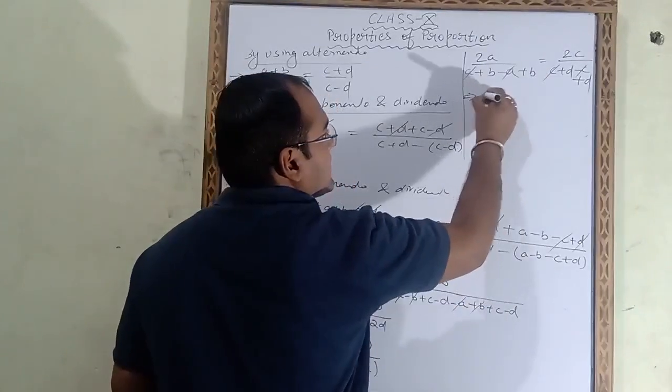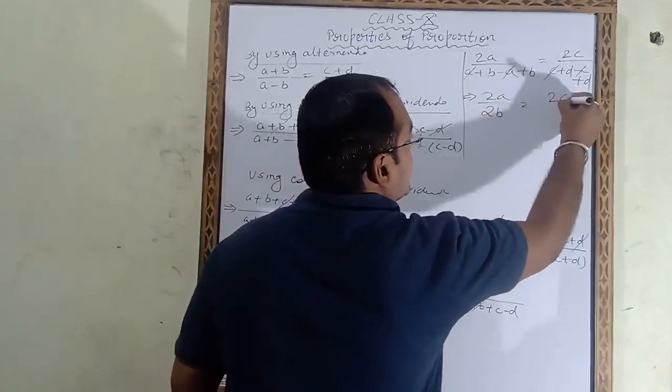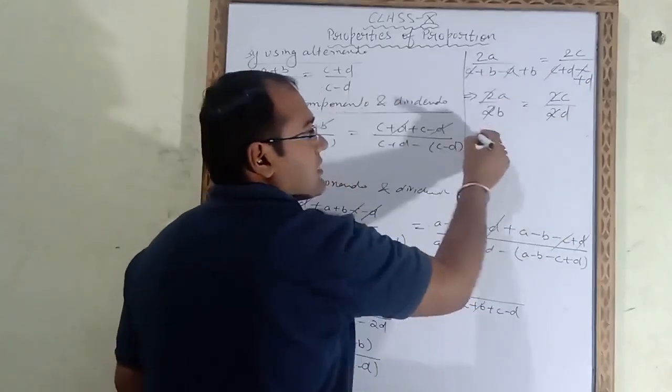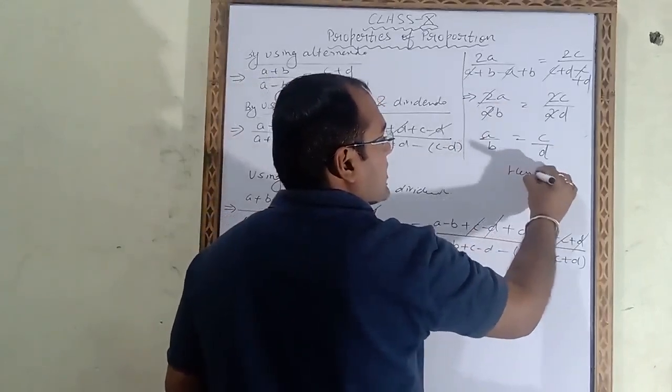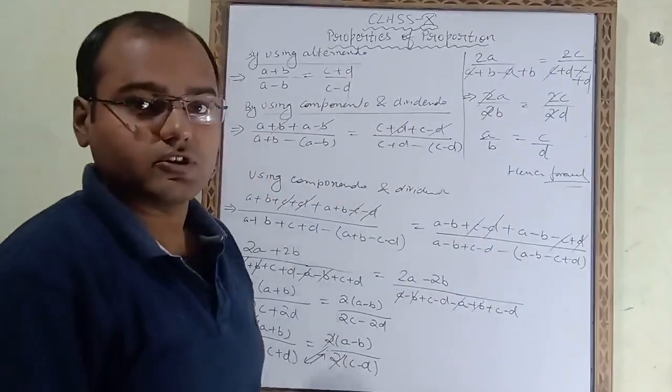So we will get 2a upon b plus b will be 2b, 2c upon d plus d will be 2d. 2 and 2 will get cancelled. So we will get a upon b is equal to c upon d, hence proved. So like this you have to do this question.